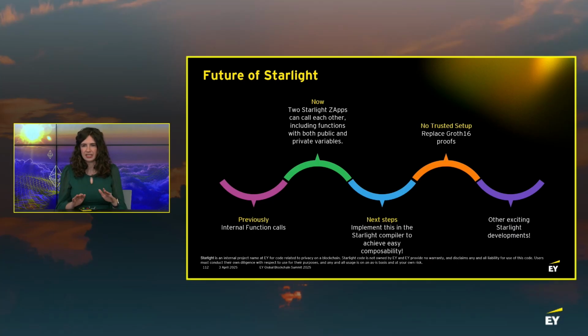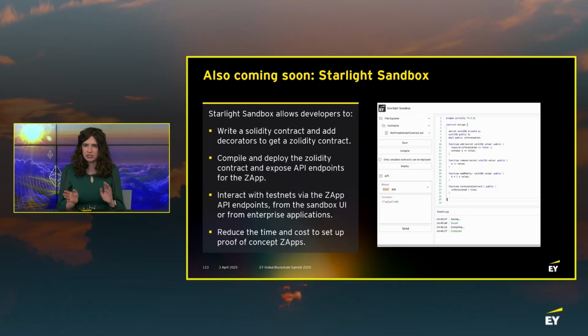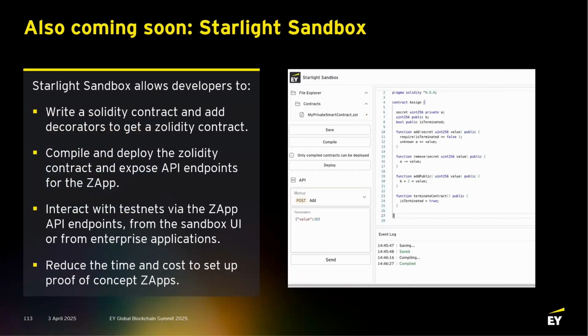And we also have some other exciting Starlight developments on the way, too. Another thing coming soon, also from EY Blockchain, from the Transaction Manager team, led by Wenqing, is Starlight Sandbox. And this is going to make using Starlight even easier. You can write a Solidity contract and add decorators. You can also compile and deploy the Solidity contract and expose the API endpoints for the Zap. And then you can use these API endpoints to interact with testnets. And this is going to make setting up proof of concept Zaps easier and faster.